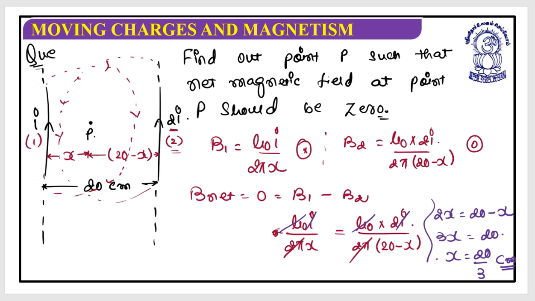So we can consider that this is the null point where net magnetic field will be 0. So from the wire I, it is at 20 by 3 centimeter, and from the wire 2I, it would be 2 into 20 by 3. I hope this is clear. Is it clear?